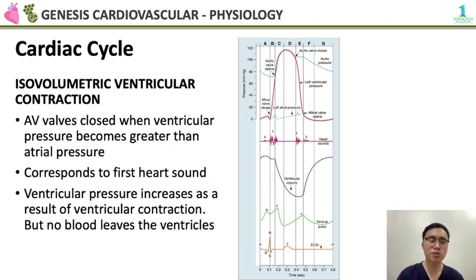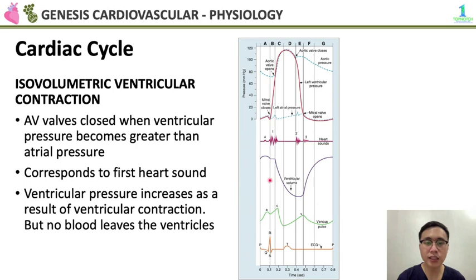Second event, which is isovolumetric ventricular contraction. So when we say isovolumetric, meaning to say that the volume is constant. So puntahan natin yon, no? Ventricular volume. Tignan nyo dito, the purple line is constant, no? Isa siyang flat line. So here, the AV valves close when the ventricular pressure becomes greater than the atrial pressure. So if the AV valves close, no, it will create a sound, no? So this will correspond to the first heart sound, the S1.